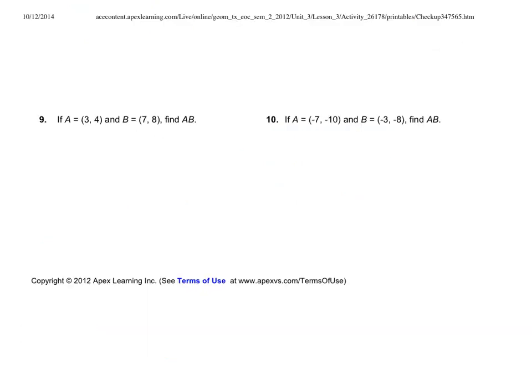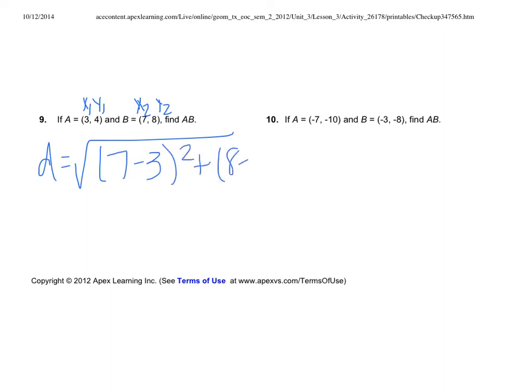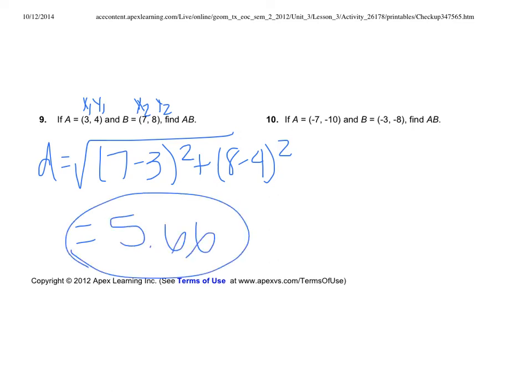And lastly, number 9, if A equals 3, 4, and B equals 7, 8, find AB. So again, they're asking you for your length. So I'm going to go ahead and label x1, y1, x2, y2. So my distance formula is equal to 7 minus 3 squared plus 8 minus 4 squared. And plugging that in the calculator is going to result in an answer of 5.66. So that's how long that segment would be.